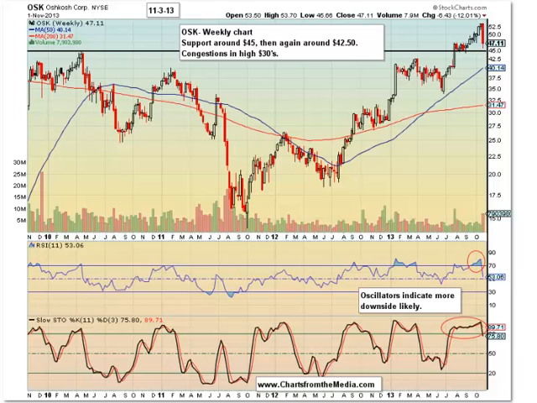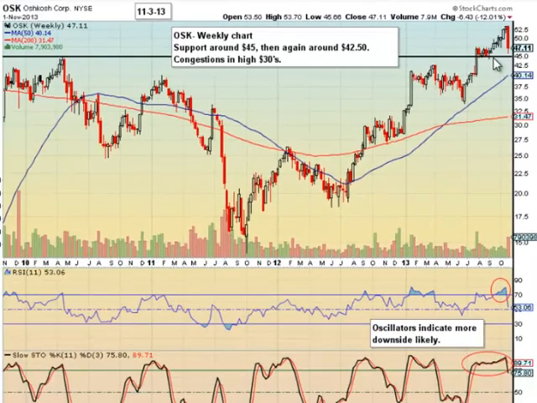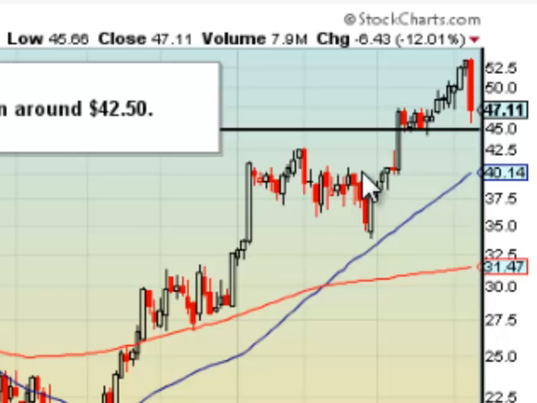The first is a weekly chart going back to the end of 2009. You will see the large drop that we had last week, so a very bearish candle last week. We are showing support right around the 45 level that goes back to 2010. We then have some support around the 42.50 level, and then we have congestion in the mid to high 30s.